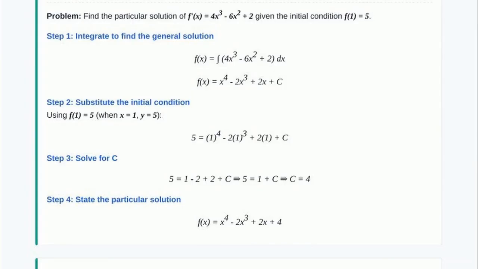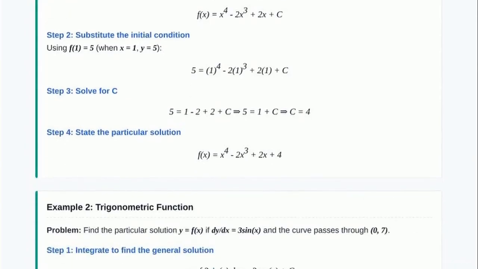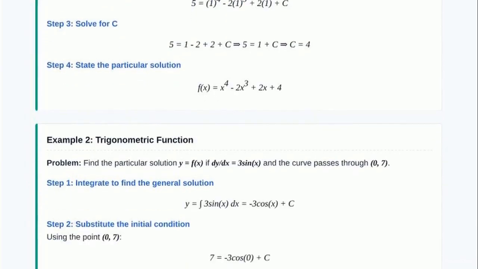Next, we move to substitution. Using our initial coordinate, we replace x with 1, setting the entire equation to 5. Step 3 requires algebraic isolation. The right side simplifies nicely, leaving us with an exact numerical value. C equals 4. Stop here for a moment.